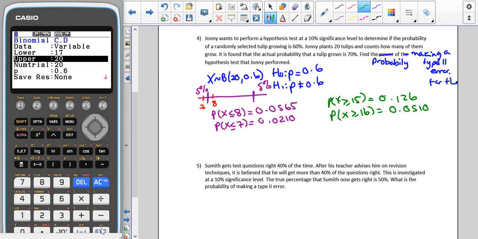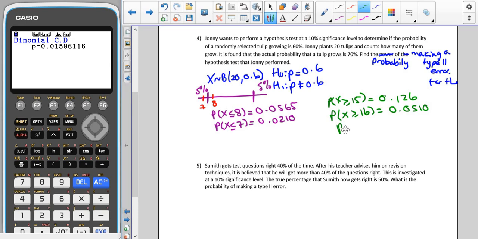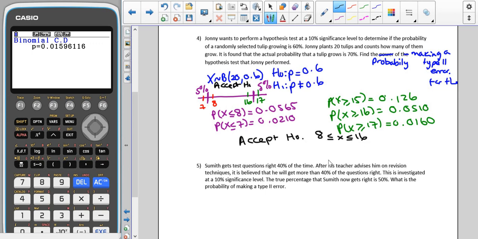So let's try 17. So the probability of x being greater than or equal to 17 gave me 0.0160. So that is my top critical value, the first value that's in my reject H0 region. So 17 is going to be on that side of the line and 16 is going to be on that side of the line. So this part here in the middle is my accept H0 region. And that's what I need when I'm trying to find the probability of making a type 2 error. So that's 8 is less than or equal to x is less than or equal to 16.